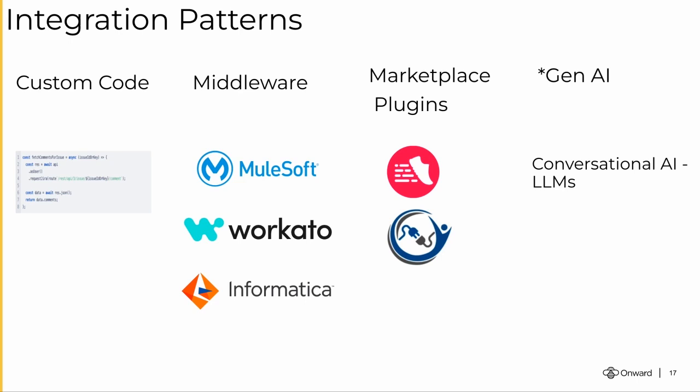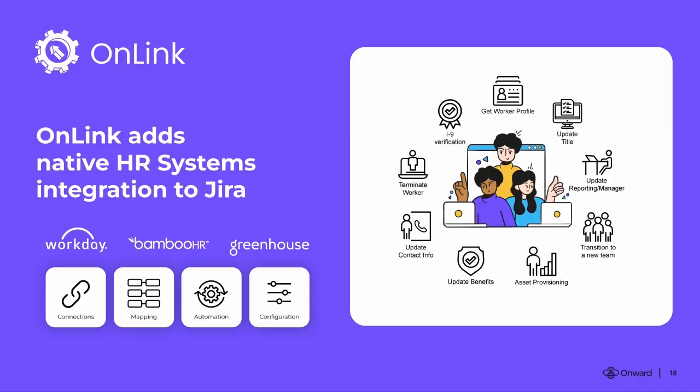Obviously, as an extension of it, we strongly believe Gen AI has a role to play here, where conversational AIs can help in completing the forms that require intake. We will have to see how that integration happens into these applications over a period of time, but that's definitely an area to watch out for. Now, to quickly summarize, OnLink provides native HR system integrations for Jira. Currently, our application supports integrations to Workday, BambooHR, and Greenhouse.